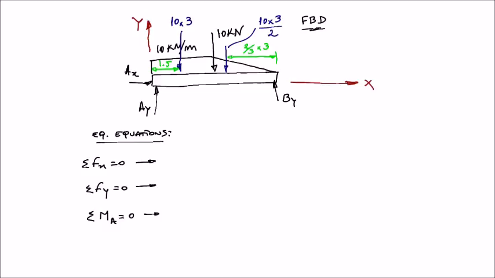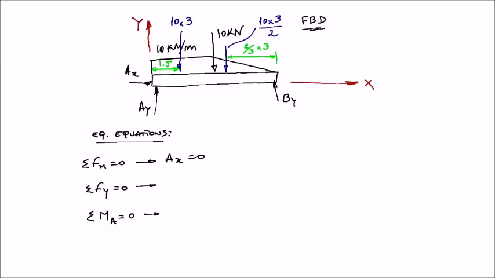Alright, so we have everything. Again, I'll write the equilibrium equations. For the first equilibrium equation, summation of forces in the x direction equal to 0, we will have Ax equal to 0. So we don't have any more forces in the horizontal direction, so this reaction is going to be equal to 0.